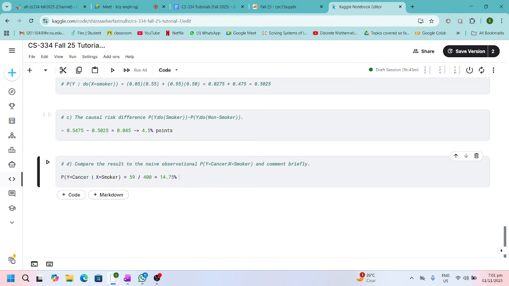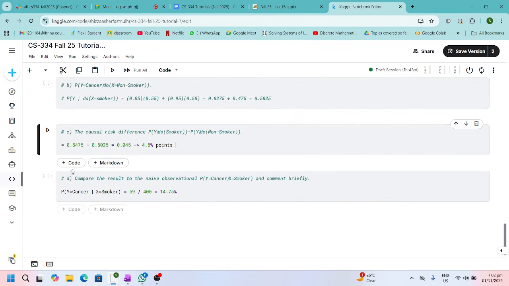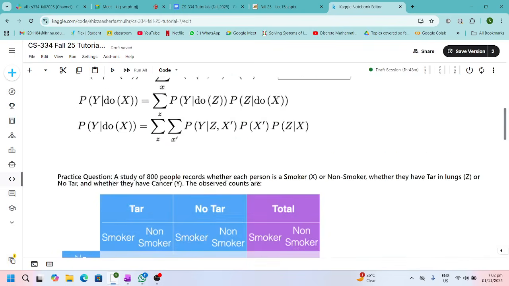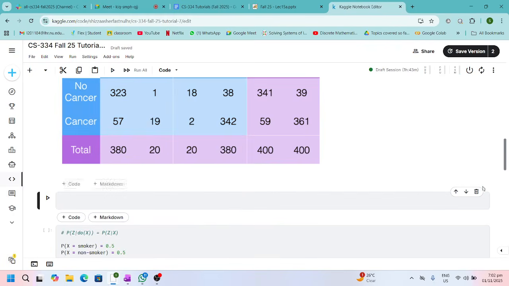14.75%. This is interesting. From our observational conditional probability, you see that amongst people who have cancer, only 14.75% happen to be smokers, which intuitively tells you that maybe smoking is not really linked to cancer a lot. But above, when we calculate the average treatment effect, we realize that this is fairly high actually, 4.5 percentage points. That will be all as far as the front door criterion is concerned.